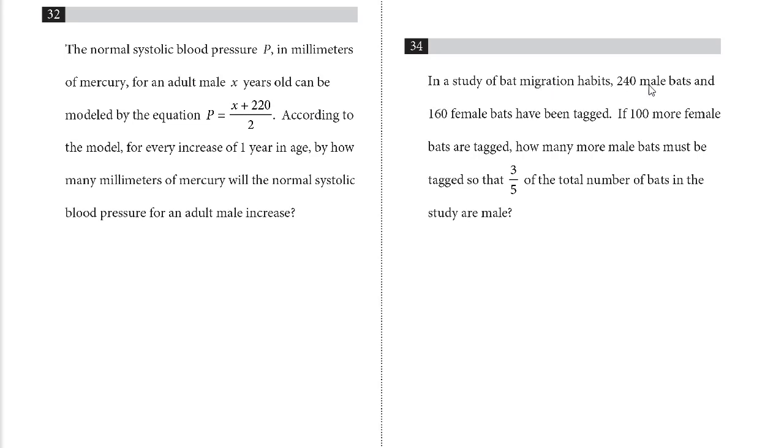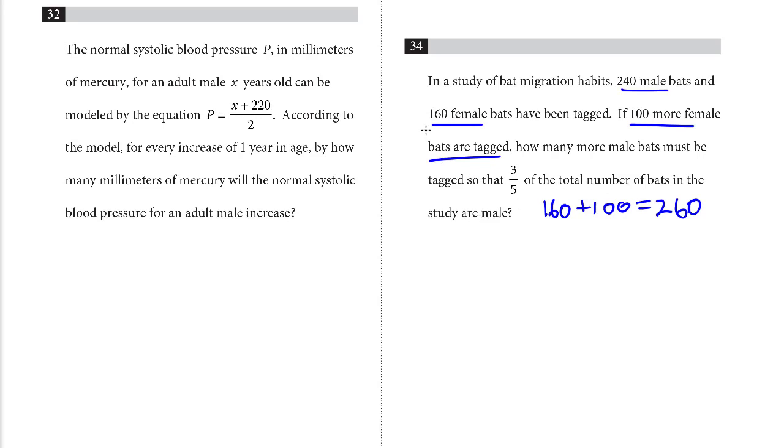Okay, 34. 240 male bats and 160 female bats have been tagged. 100 more female bats are tagged, so that means you'll have a total of 160 plus 100 equals 260 female bats in total. How many more male bats must be tagged so that 3/5 of the total number of bats in the study are male?